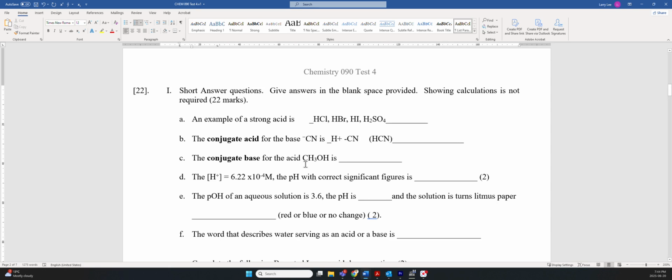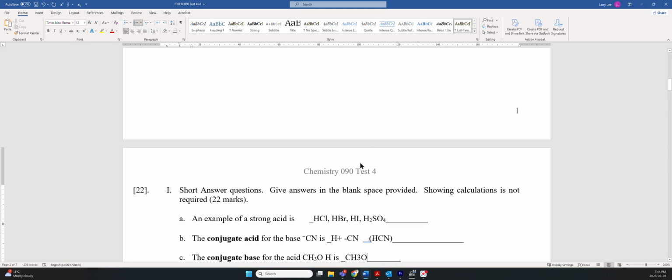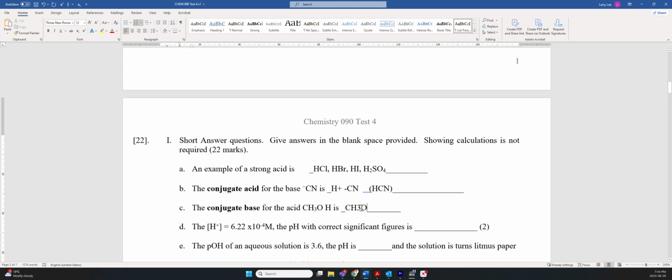Okay, the conjugate base for this guy, you're taking away an H plus, so removing the H plus leaves a negative on the oxygen. So the answer would be CH3O minus. You have to put a negative there, okay? So for the conjugate base, we would want to have a negative charge because of the loss of the H plus.